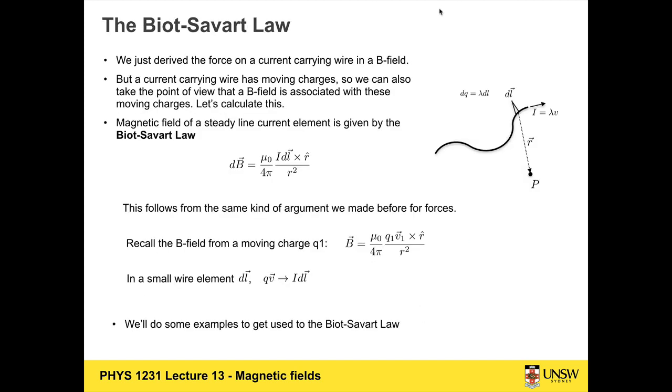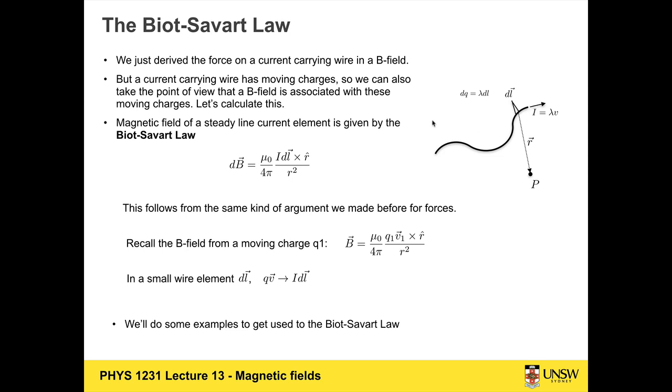Well, we derived the force on a current-carrying wire, that is, a wire that sits in a magnetic field. What about the opposite situation? Suppose we have a wire that's carrying some current, and we're interested in the force on some moving charge or other wire out here at point P. How do we handle that situation? A current-carrying wire has moving charges, so we could also take the point of view that the moving charges in this wire produce a magnetic field.